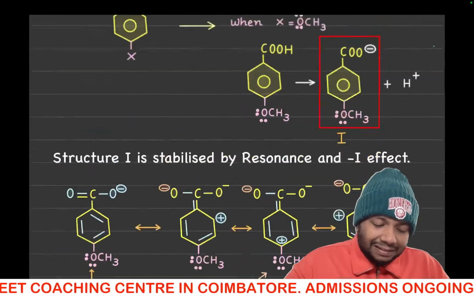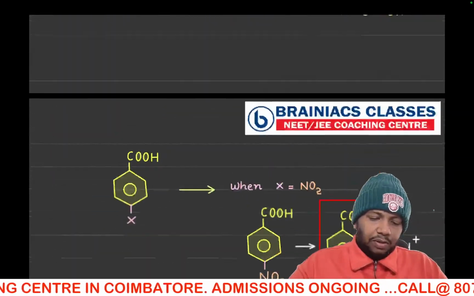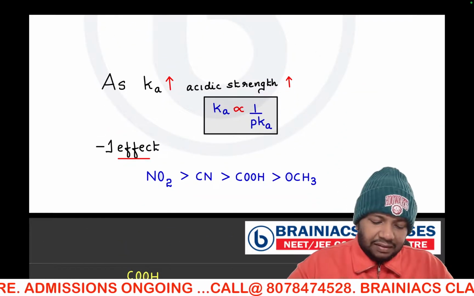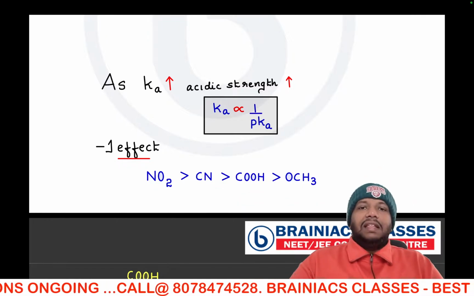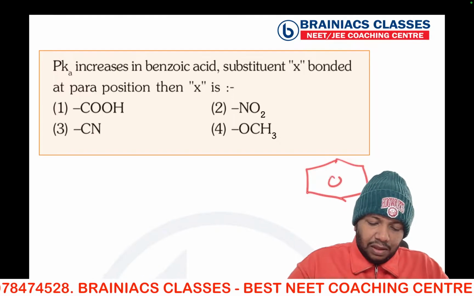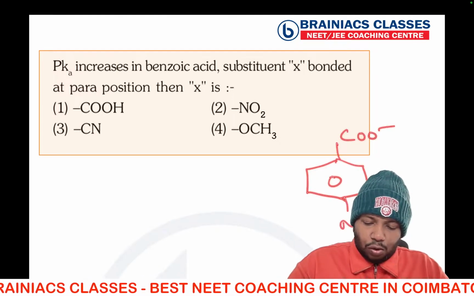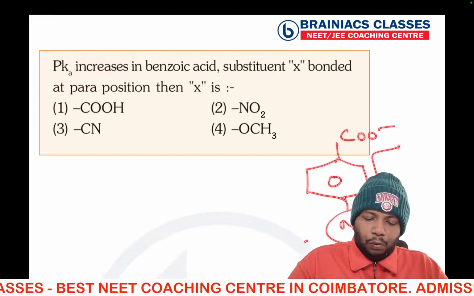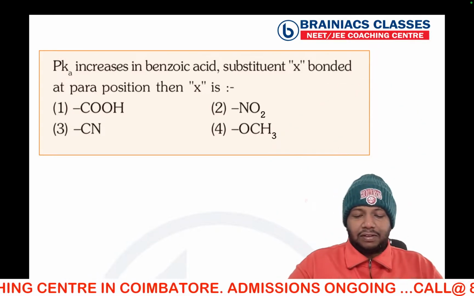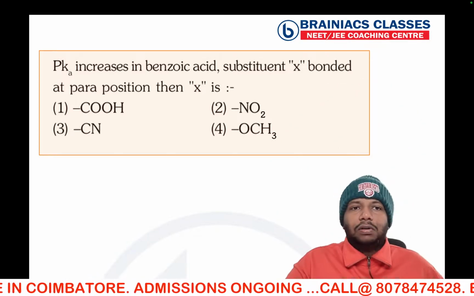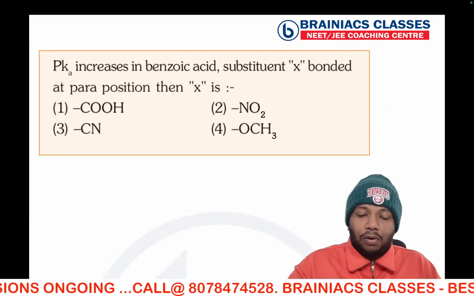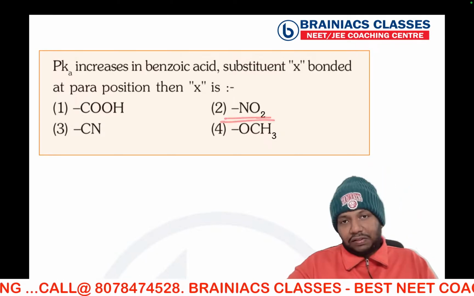Now the easiest way to do this question, let me tell you: you know the minus I effect of the nitro group is the highest, correct? Then cyanide, then COOH, then OCH3. When the NO2 group is connected to benzoic acid, what will happen, sir? You have the COO minus ion here and the NO2 group here. This NO2 group will pull the electrons in this direction very easily and make the structure very stable very fast. That means this compound can release H plus very fast, or the remaining structure is highly stable, so it has the highest acidic strength when NO2 is connected.